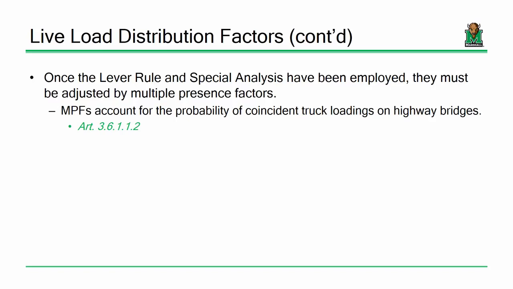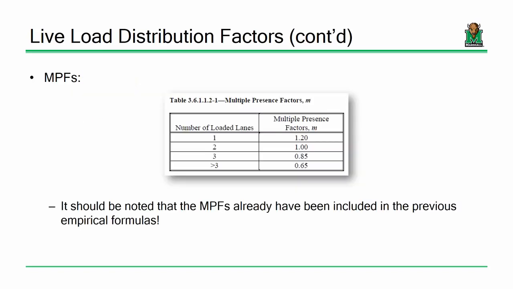And we're talking about extreme force effects too, exclusionary vehicles, all right? What's the probability of 4 concrete mixers being side by side? Stuff like that. So multi-presence factors are trying to account for the probability of coincident truck loadings on highway bridges. And the idea is this, that the spec and most of everything we do is built, or at least somewhat built, around 2 design lanes.